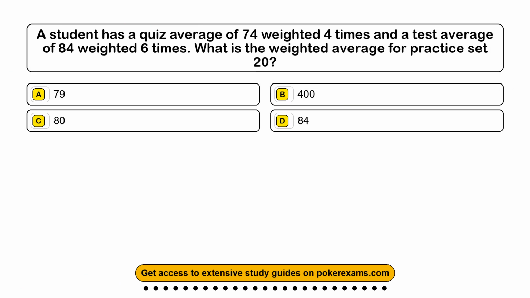Question 20. A student has a quiz average of 74 weighted 4 times and a test average of 84 weighted 6 times. What is the weighted average for practice set 20? Option A 79. Option B 400. Option C 80. Option D 84.